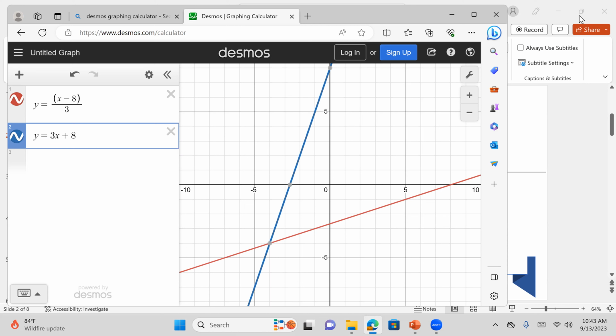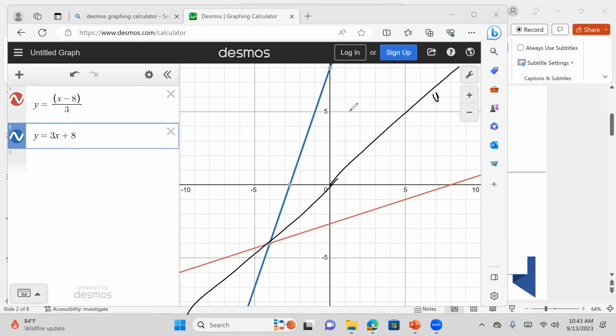So guys, what I want you to notice here is the inverse is always reflected across this line. This is the line y equals x. So notice this part mirrors this part, and this part mirrors this part. It's a reflection across this diagonal line, y equals x. Okay, so inverses will always look like that. All right, so let's go back to our notes.